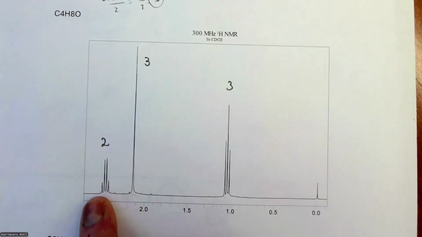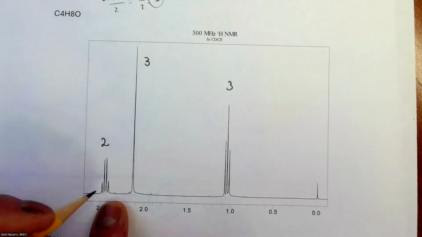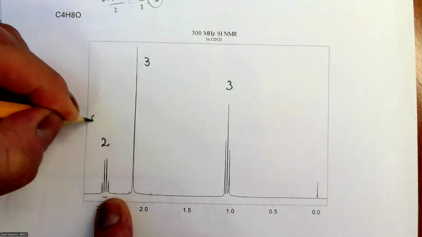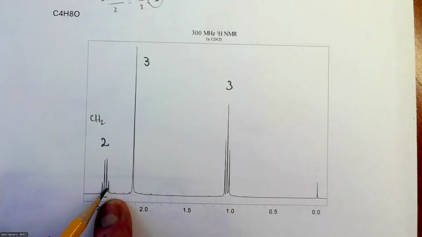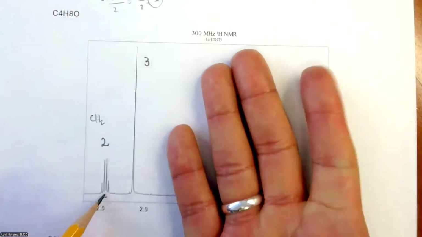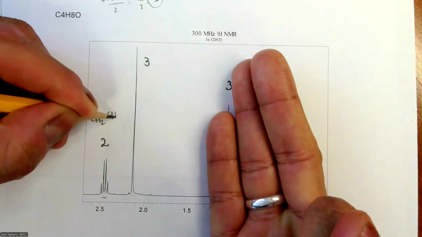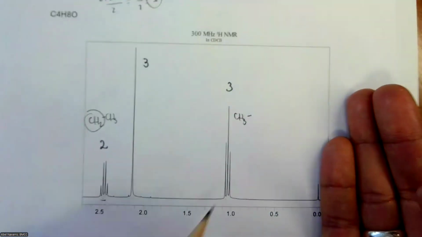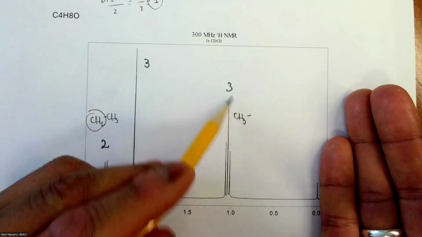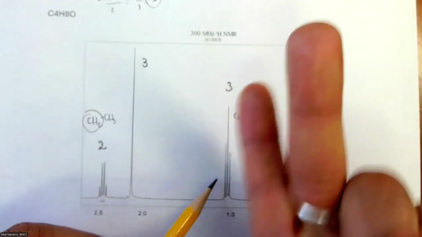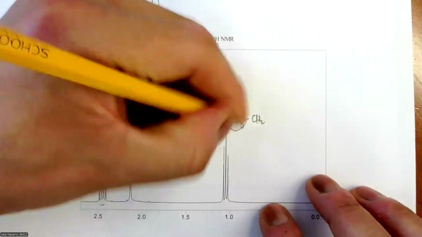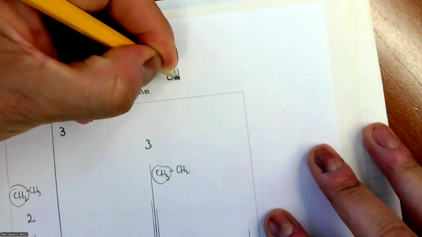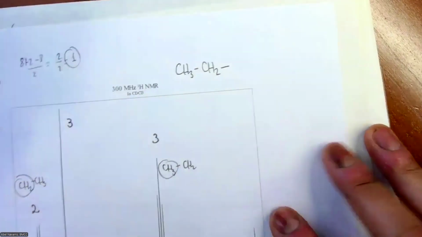Okay, so I see here a quartet followed by a triplet. So this is a CH2, quartet, right? Quartet minus 1, 3. So it's next to CH3. And this one is a CH3 because it's a 3 integration. And it's a triplet, minus 1, 2, next to CH2. So that's how you know it's an ethyl. So far my structure has CH3, CH2. What else do I have?